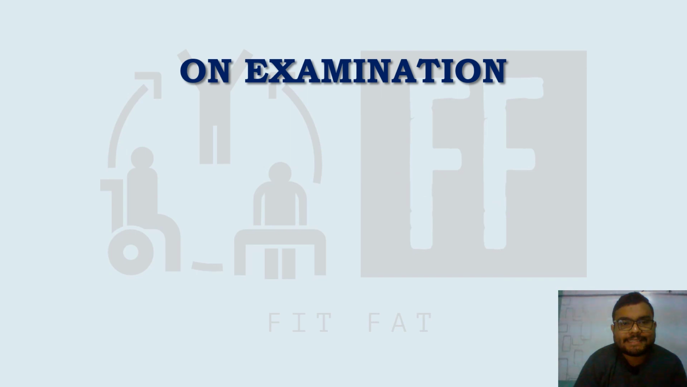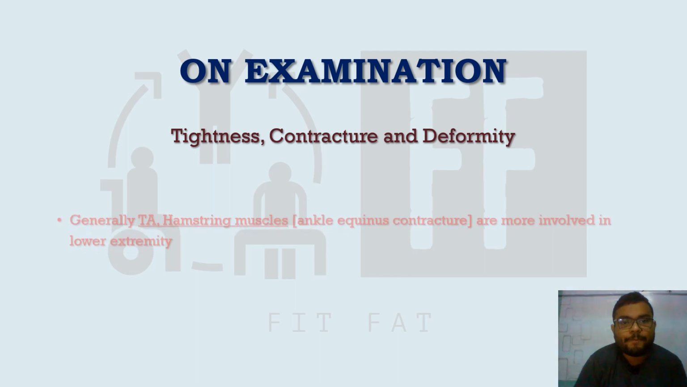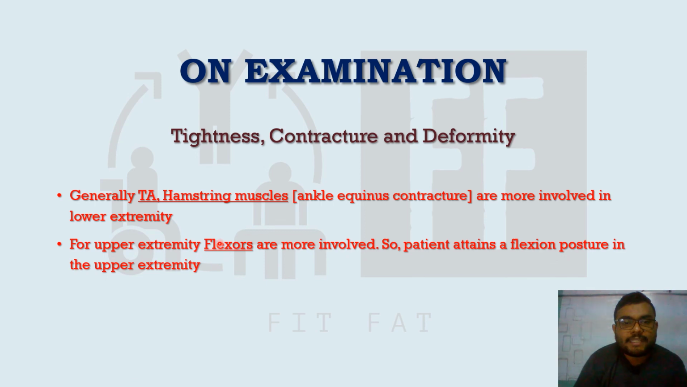Okay, so the last thing we need to examine is the tightness, contracture and deformity, that is the TCD. Right. So in the lower extremity, the TA, that is the tendo Achilles, which is the gastrocnemius and soleus attaching to the calcaneum, and the hamstring muscles are more involved, right? Because there is ankle equinus contracture in most of these children. Then for the upper extremity, flexors are more involved than the extensors, so the patient attains a flexion posture in the upper extremity. So you need to check the tightness and the deformity, right?